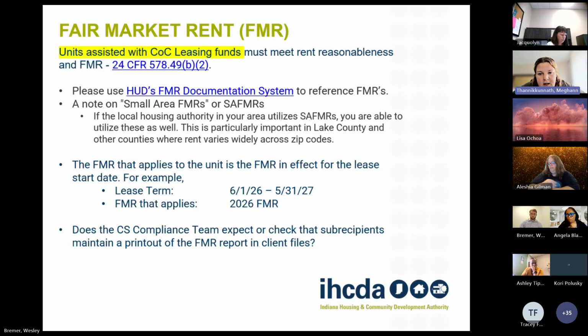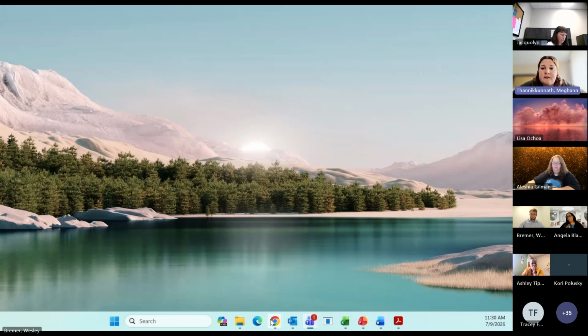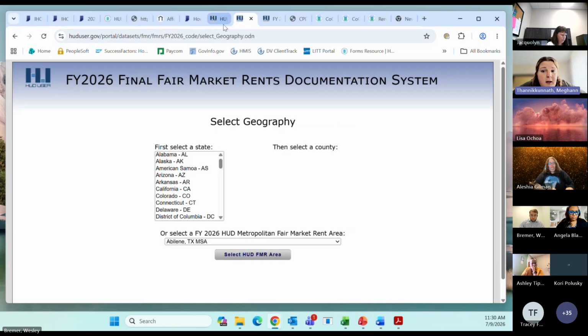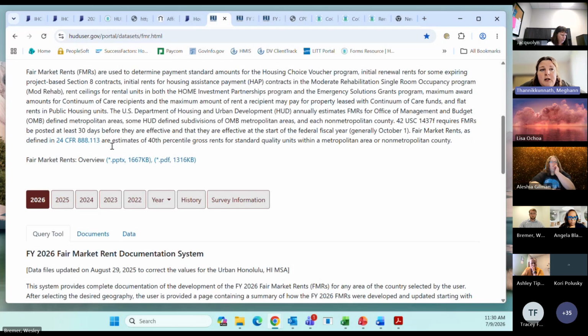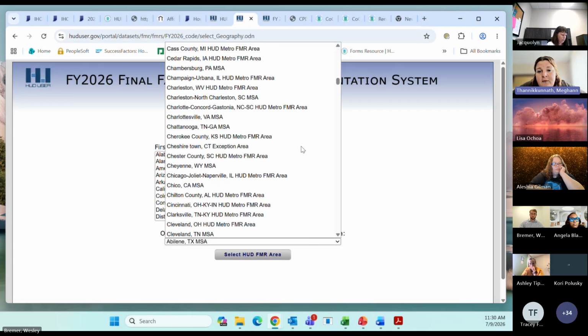Wes, if you could go ahead and open up the HUD website. In order to find the FMR for your area, I recommend bookmarking this tab if you are someone who runs rent calculations and tries to figure out rent reasonableness and FMR. I recommend bookmarking this all the time.